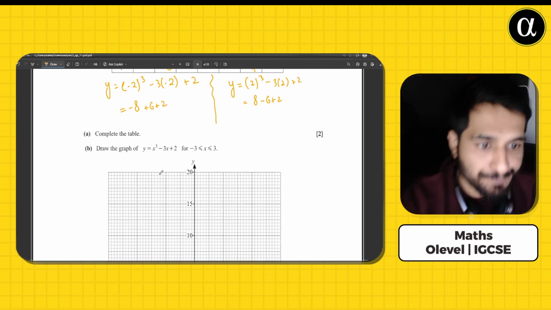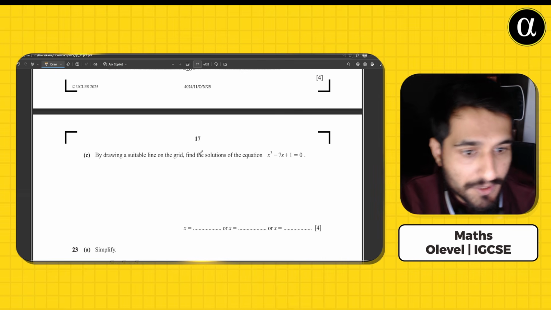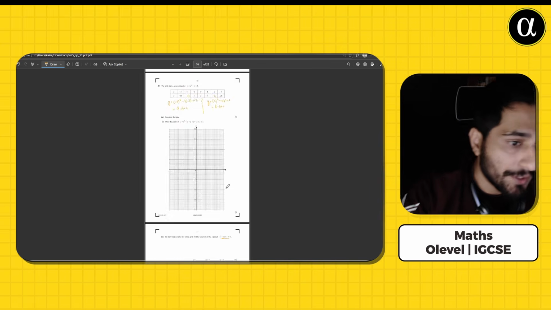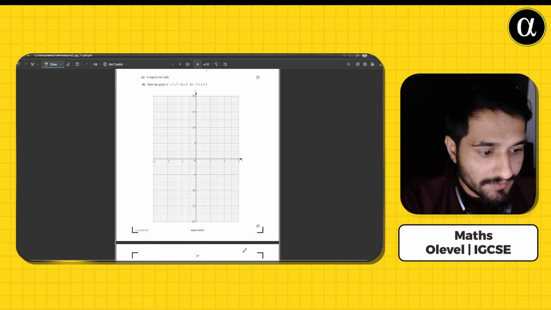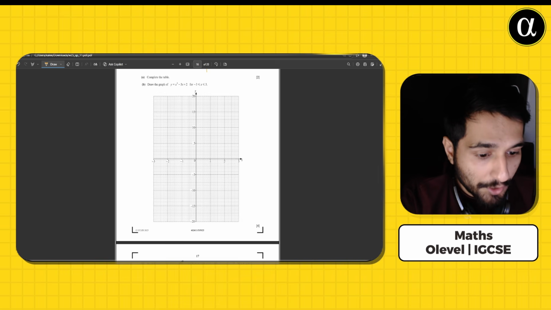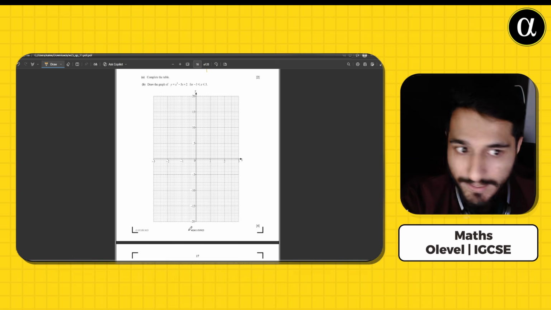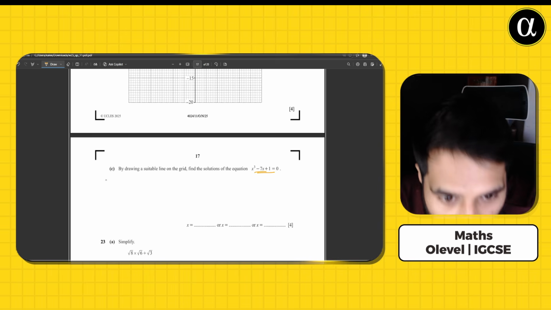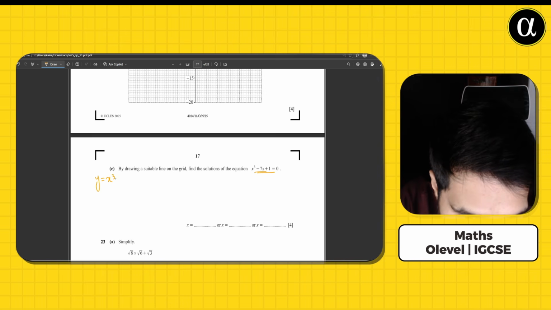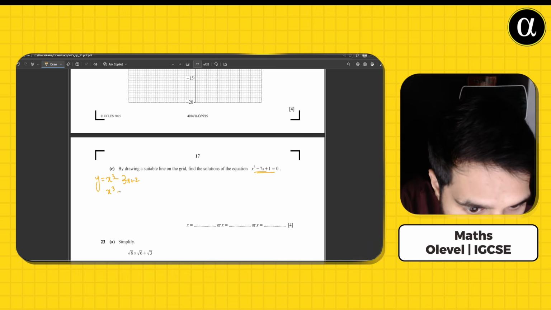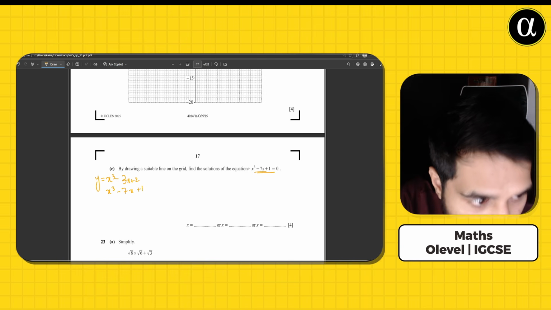The next part says, we're done with the graph. It says, by drawing a suitable line on the grid, find the solutions of this equation. Now in order to solve this, we need to first realize that this equation is quite similar to the first one. It's not exactly the same, and we're supposed to draw a suitable line, which is going to be a straight line most likely, right? So what we'll do is we'll write this equation, y equals x cubed minus 3x plus 2. Then we are supposed to find the solutions of this, so we're going to write it underneath: x cubed minus 7x plus 1, equals 0.